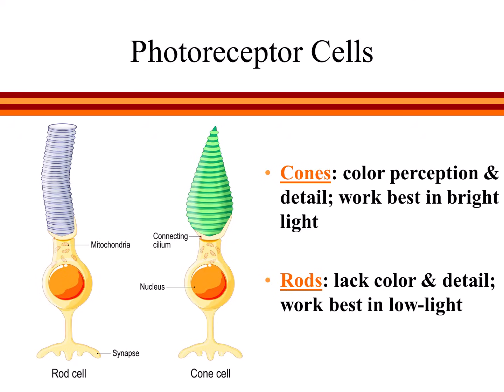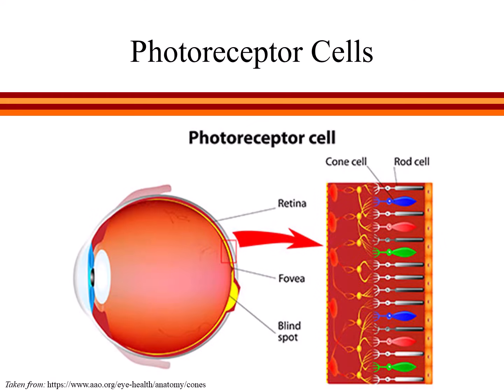Cone cells work best in bright light conditions, which is why it's hard to see the color of objects in dim light. Instead, everything just tends to look kind of gray. Rods, on the other hand, can't detect color and don't provide the same kind of detail as cone cells do. However, they are specialized to allow us to still see, even in relatively low light conditions. Overall, you have many more rod than cone cells in your eye.